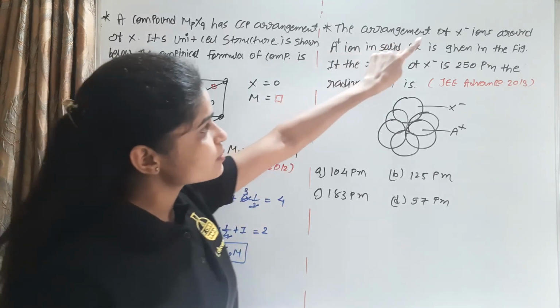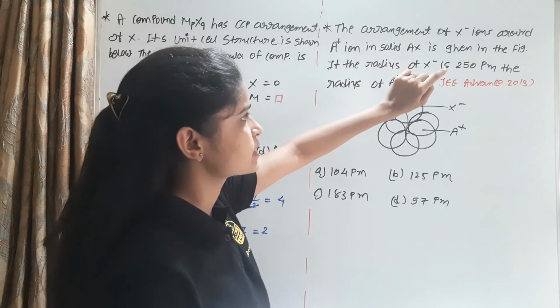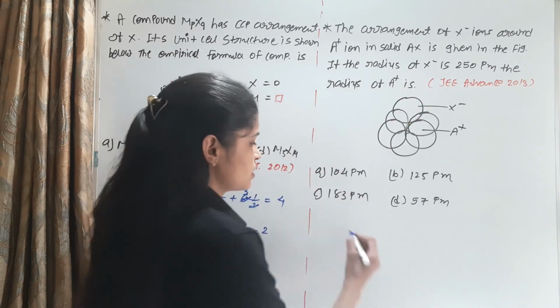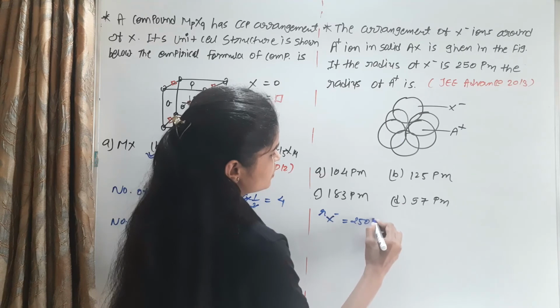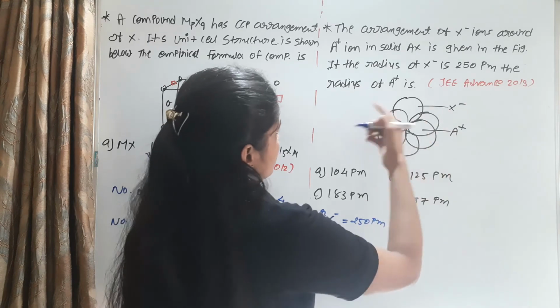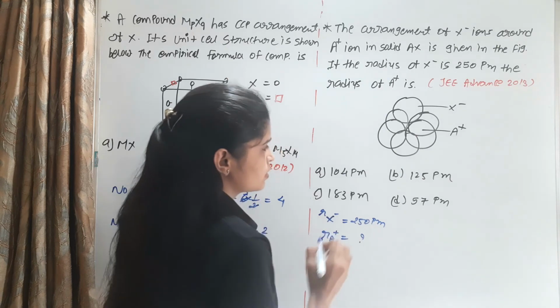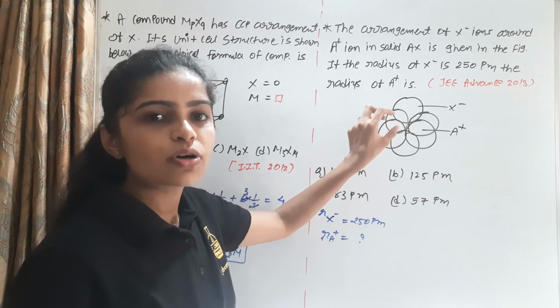Next, the arrangement of X minus ions around an A plus ion in solid AX is given in this figure. The given radius of X minus is equal to 250 picometer. Find out the radius of A plus. We know that this is the 6-coordinate arrangement, so its void is the octahedral void.